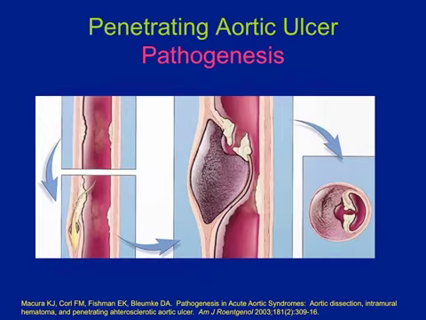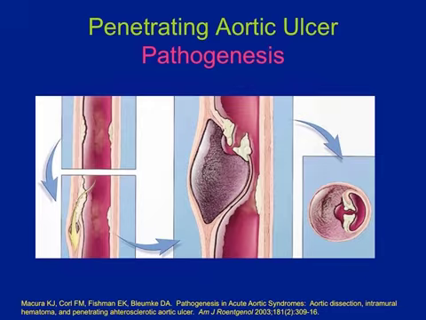A penetrating aortic ulcer has components of both an intramural hematoma as well as an aortic dissection. This has led some to believe that these three syndromes may be a natural progression of the same disease process. Others, however, disagree. And as a consequence, much of the confusion regarding their terminology and classification has arisen.